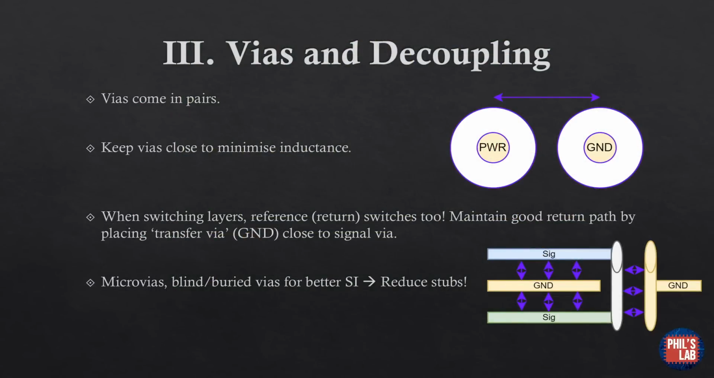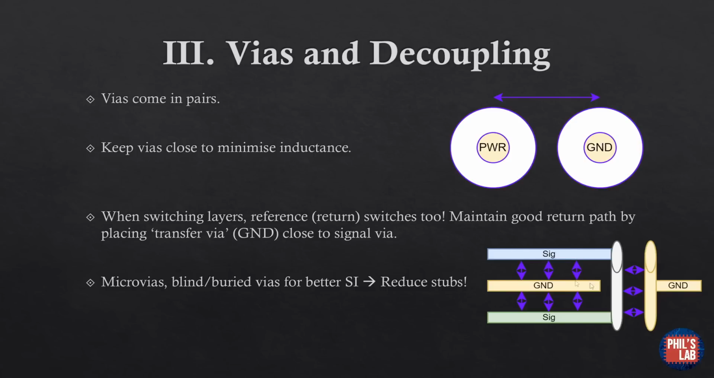Moving on, a further point is vias and decoupling. Vias come in pairs. So normally you'll see people just place a single, for example, power via, and that's it. The way to minimize EMI, improve power delivery and so forth is to always couple vias. So keep vias close to minimize inductance. For example, if I drop a power via, I want a ground via very close or as close as possible and manufacturable as possible.